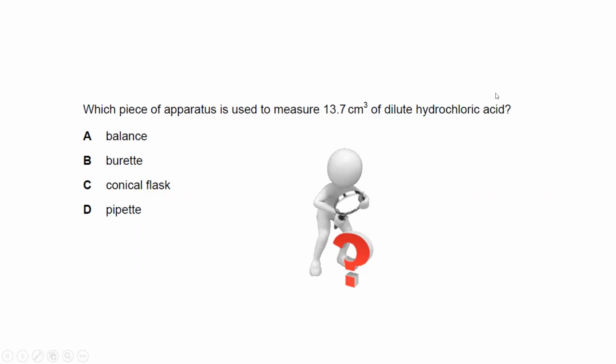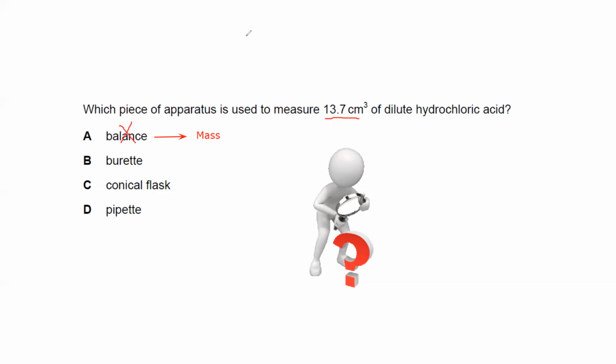The correct answer for this question is B. But why is B the right answer? Look, a balance. What is the purpose of the balance? A balance is used to measure the mass of an object. So it cannot be the balance because we want to measure a volume. 13.7 cm cube is a volume. So it cannot be the balance.